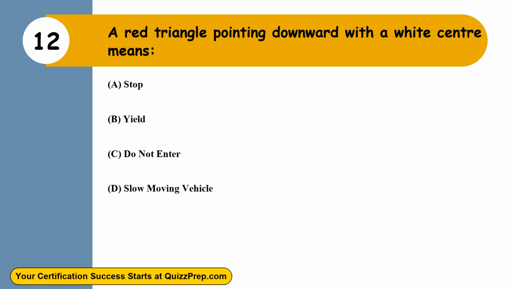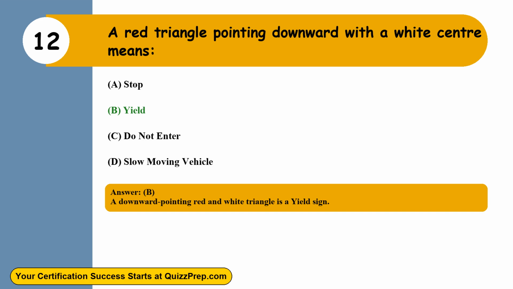Question 12. A red triangle pointing downward with a white center means: Option A, stop. Option B, yield. Option C, do not enter. Option D, slow-moving vehicle. The correct answer is option B, yield. A downward pointing red and white triangle is a yield sign.